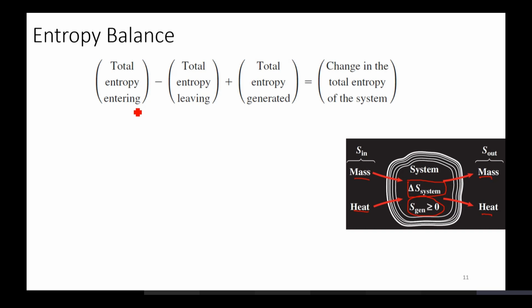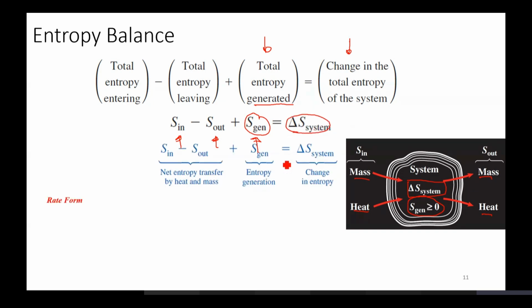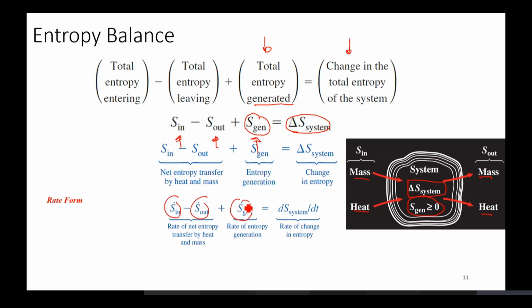So the entropy balance equation is total entropy entering or leaving the system plus this entropy generated. This is an additional term as compared to the energy balance equation, and this would contribute to the change in total entropy of a system. So S in minus S out plus S generation, this additional term, would result in the change in entropy of a system. And if you have to express this in the rate form, everything would be in the rate form. S dot in, S dot out, S dot generation would contribute towards change in entropy of a system per unit time. You've already seen this. You can also specify in terms of per unit mass. Small s in, s out, s gen would contribute towards change in entropy of a system per unit mass.